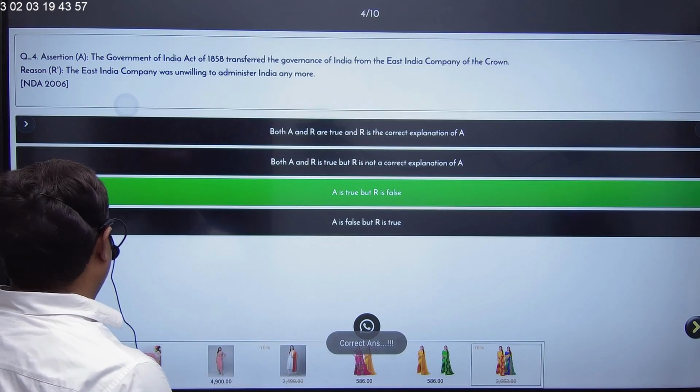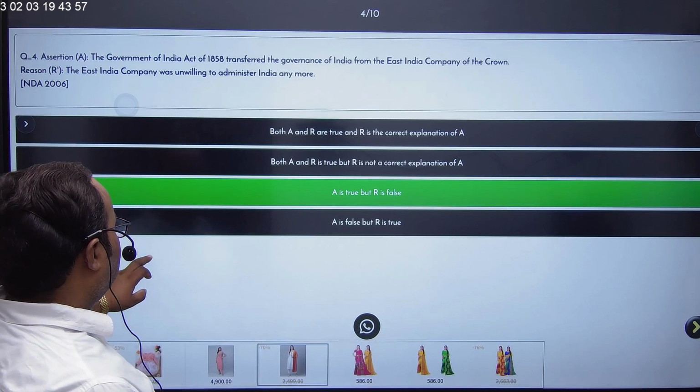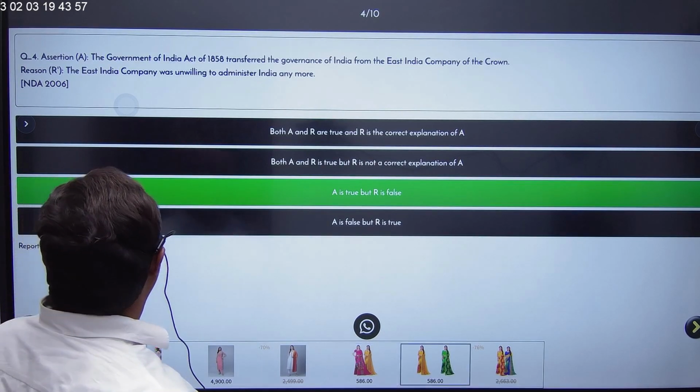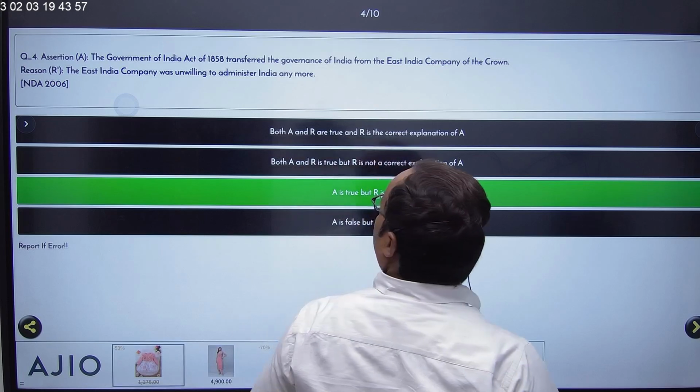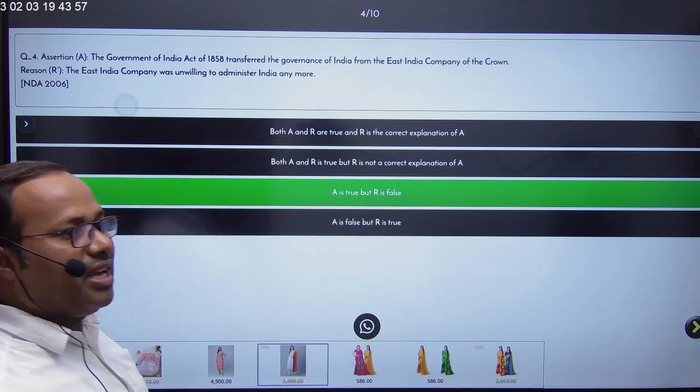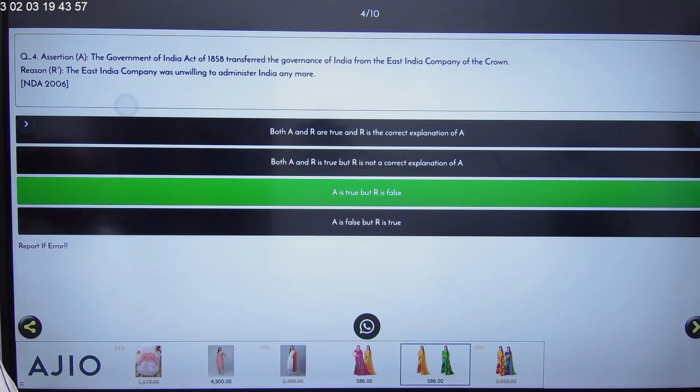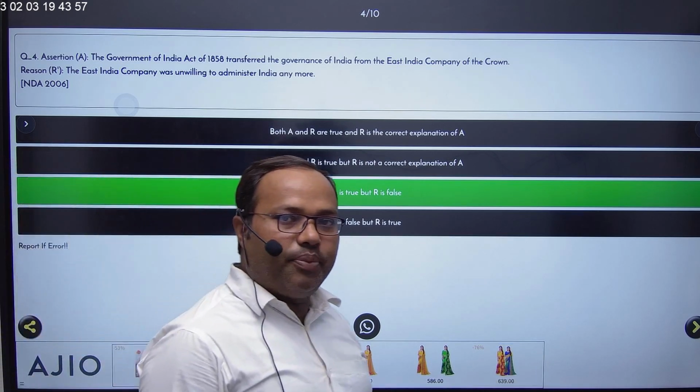The answer is correct over here, but the explanation is not given here. So this was the question which was asked in the National Defense Academy in 2006. So it is a very important question.